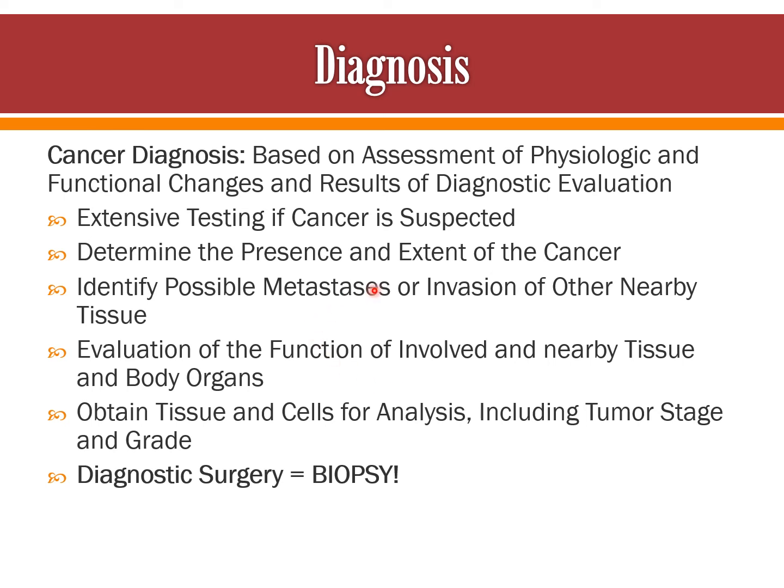Your cancer diagnosis is going to be based on the assessment of physiologic and functional changes. So you do need to do very extensive testing if cancer is suspected. You want to determine the presence and extent of the cancer. You want to look to see whether or not there's any possible metastases. You want to see if any of your nearby tissue or body organs are involved in any way. You want to do biopsies for sure. You take the cells and look at them for analyses, and you want to stage and grade the tumor, right?